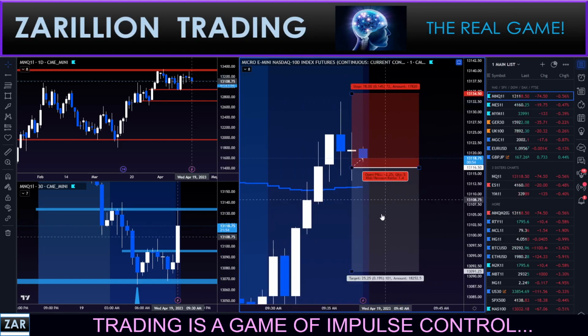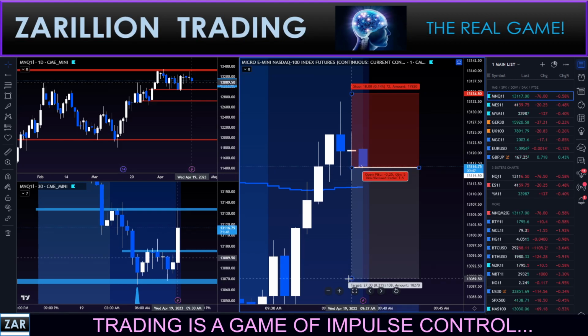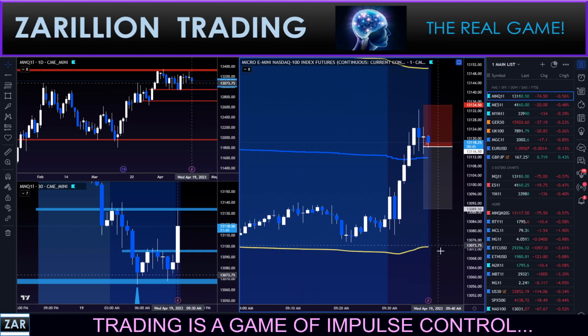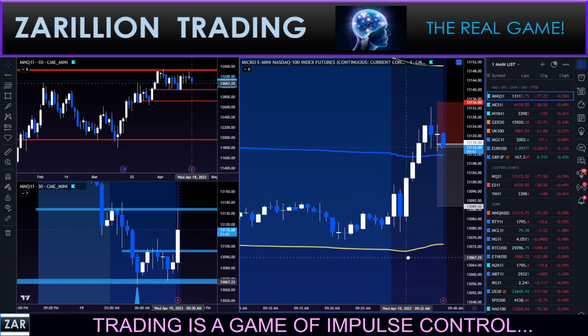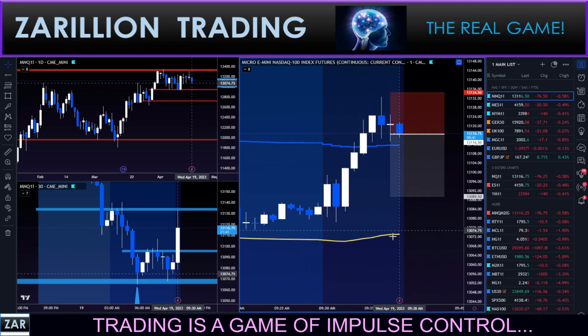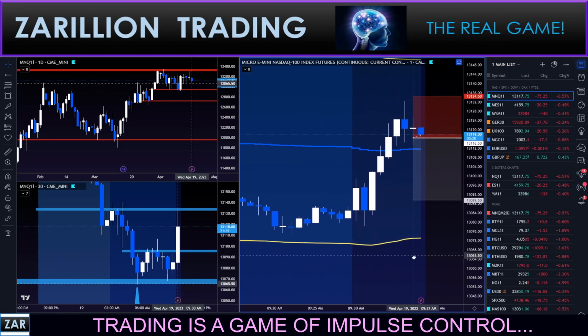I need to give us a little bit of leeway, and this will be a 1-to-1. No, 1.5 R, guys. Risking 1 to make 1.5. Just looking at the symmetry here, and I'm okay with that. Looking for 1.5 R here. Be 27 points in the NASDAQ.